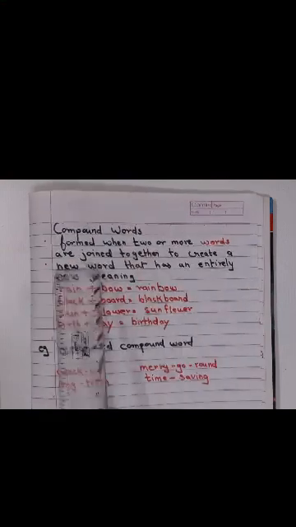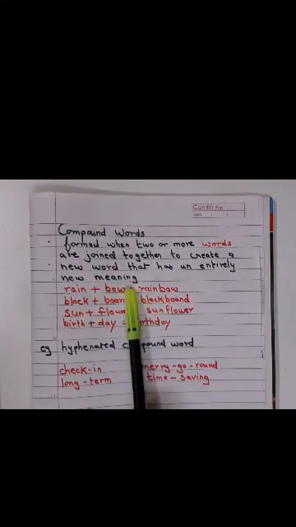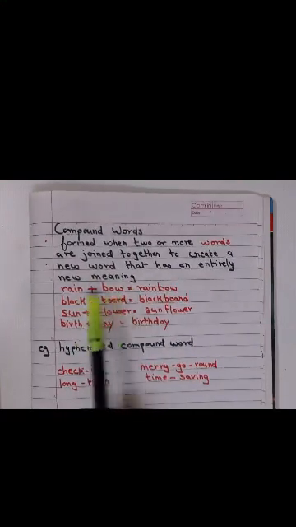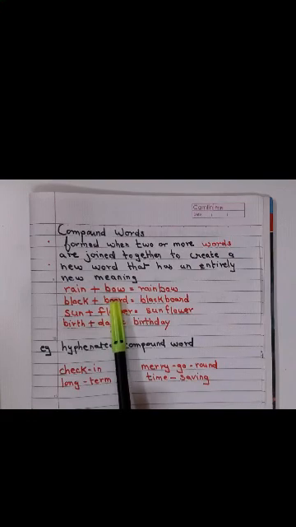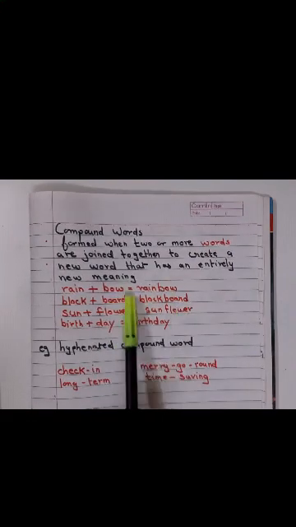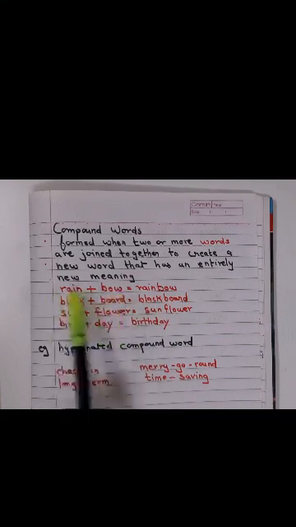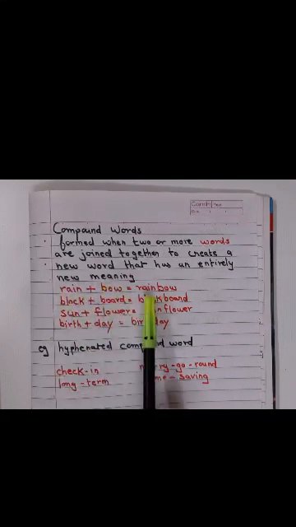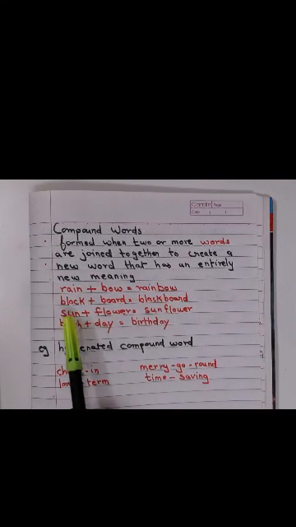Now children, look here. Compound words are formed when two or more words are joined together to create a new word that has an entirely new meaning. Like rain, bow. If I tell you rain, you'll think of raining. Bow, you will think of a bow and arrow, what the soldiers used in olden days. But now the totally new word is rainbow. So now you will no longer think about the two separate words. It's an entirely new word, rainbow.